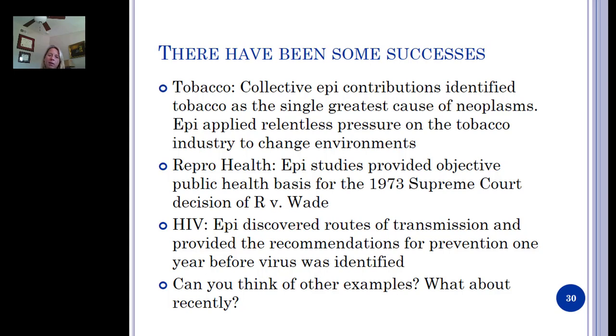So these are three of the seminal examples in our history of epidemiology in terms of the successes that epidemiology has had at a public health level. Now, I'm sure you can think of another example, a recent example of use of epidemiology. And I'll give you a hint. It's a four-letter word that starts with Z.